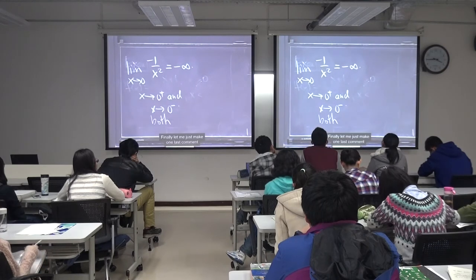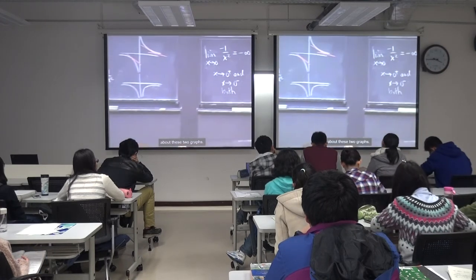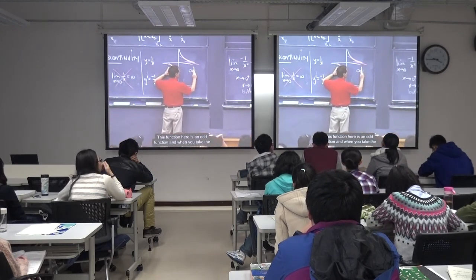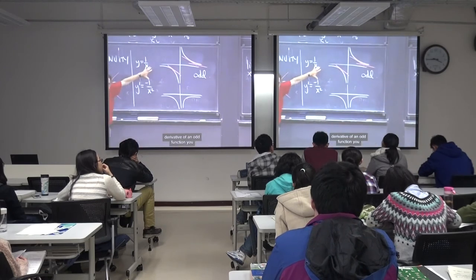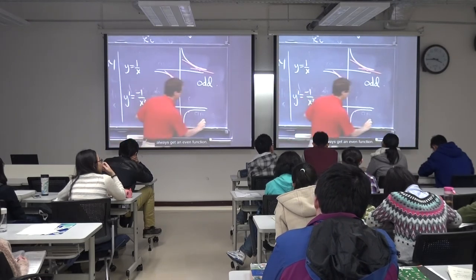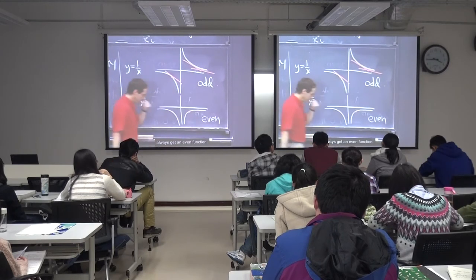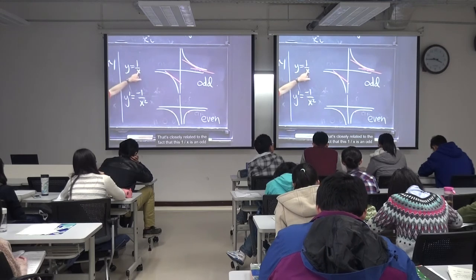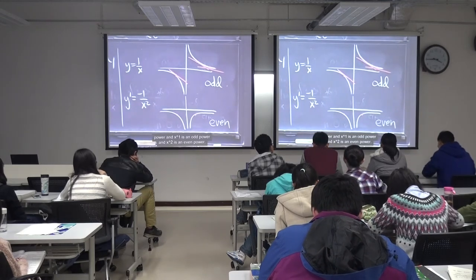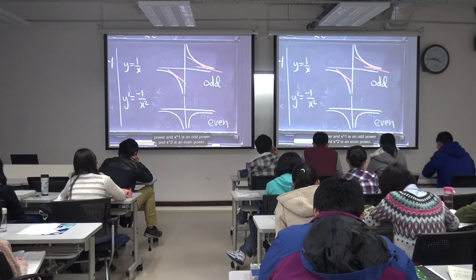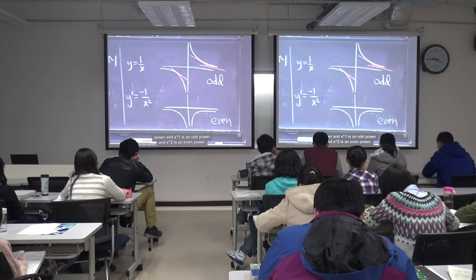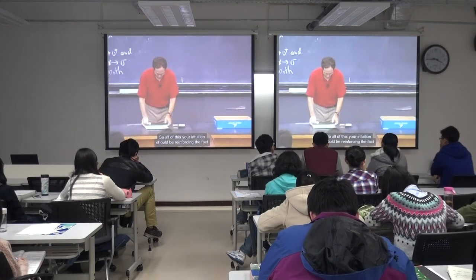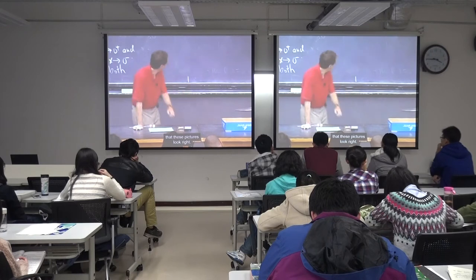Finally, let me just make one last comment about these two graphs. This function here is an odd function, and when you take the derivative of an odd function, you always get an even function. That's closely related to the fact that this 1 over x is an odd power in this one. x to the first power is an odd power, and x squared is an even power. So all of your intuition should be reinforcing the fact that these pictures look right.